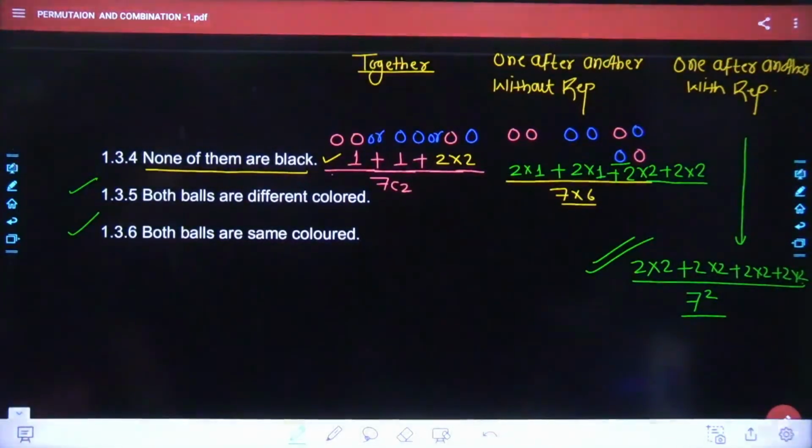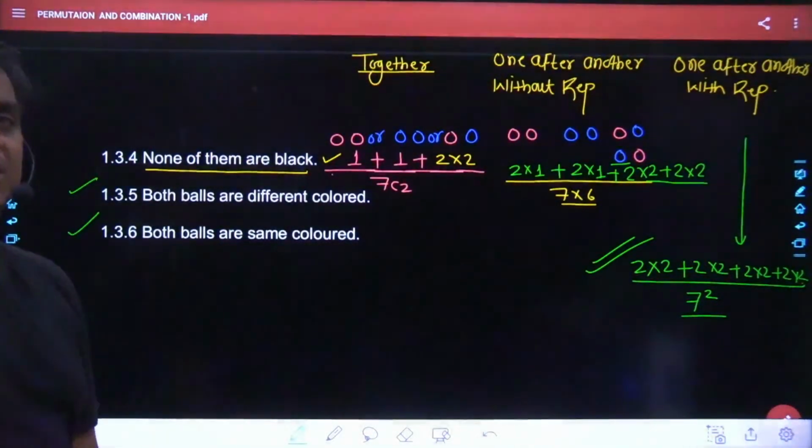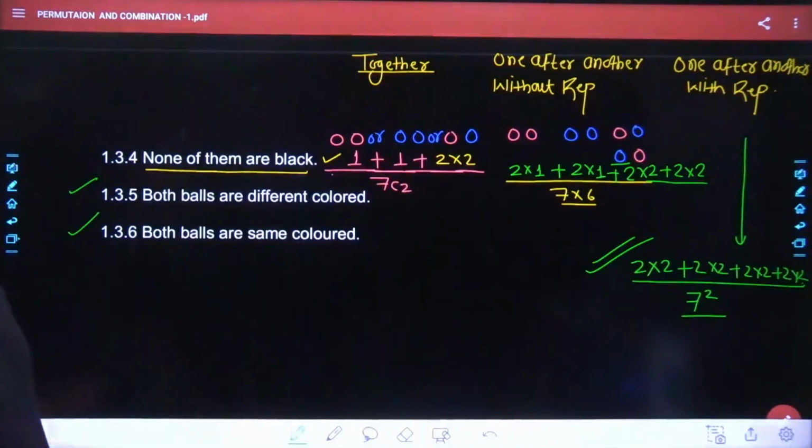Write it down, and then we will move into a few more questions based on the concept of together draw, one after another draw. Okay then.